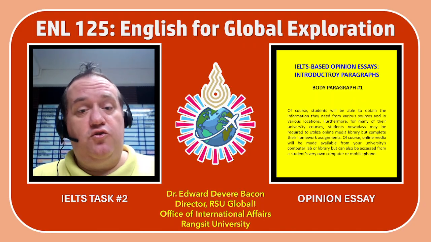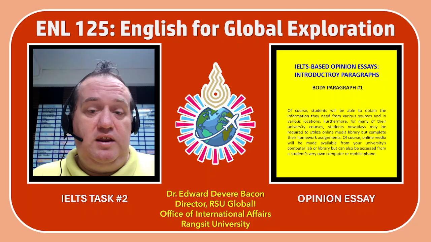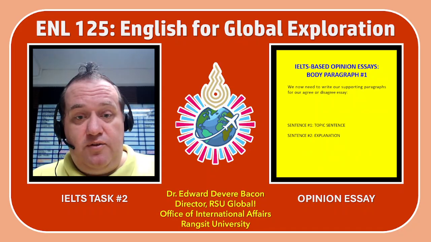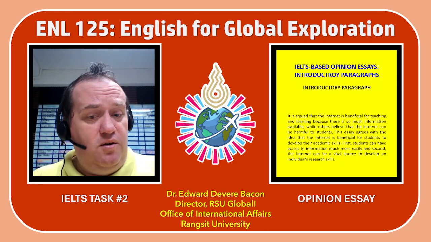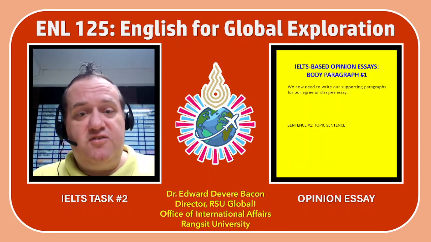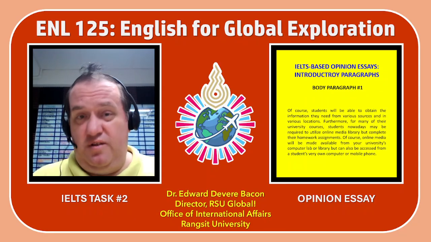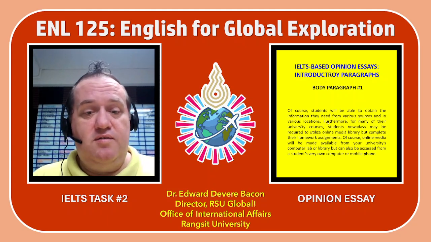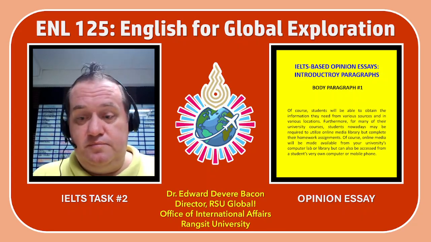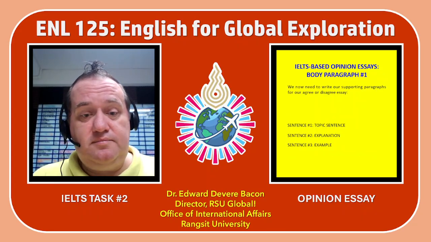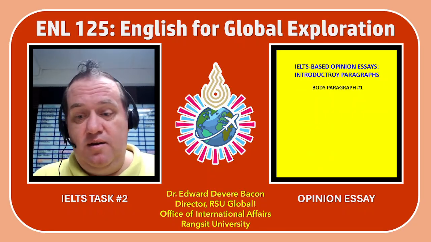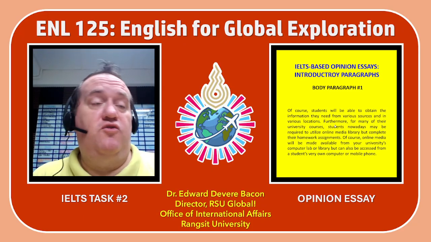So of course, students will be able to obtain information they need from various sources and in various locations. See this here? We had this one here. I introduced it here where I said students can have access to information much more easily. So roughly it's the same idea, but just said a little differently. Okay, and then the second sentence, furthermore. Remember, the second sentence, the explanation, is just expanding on the topic sentence. In this case I said furthermore, you could say additionally.